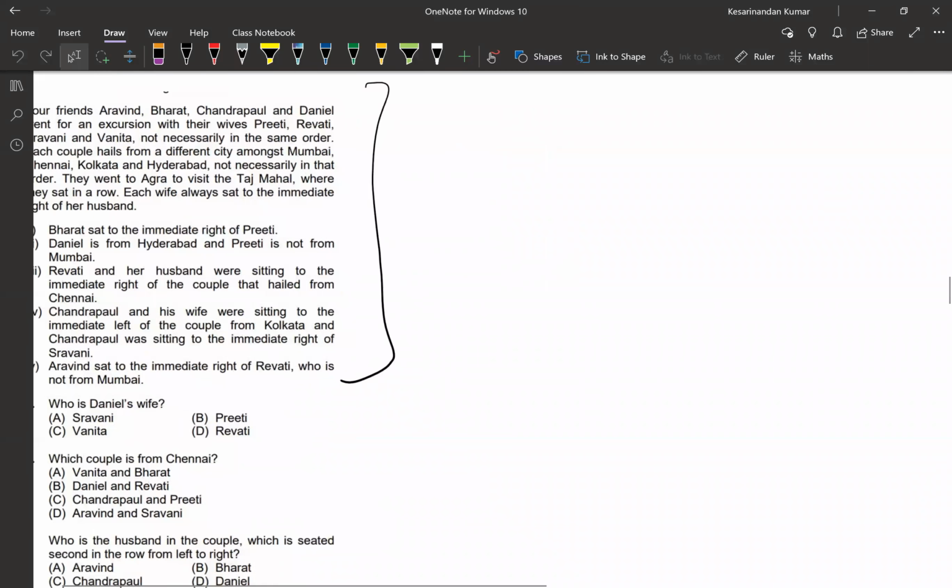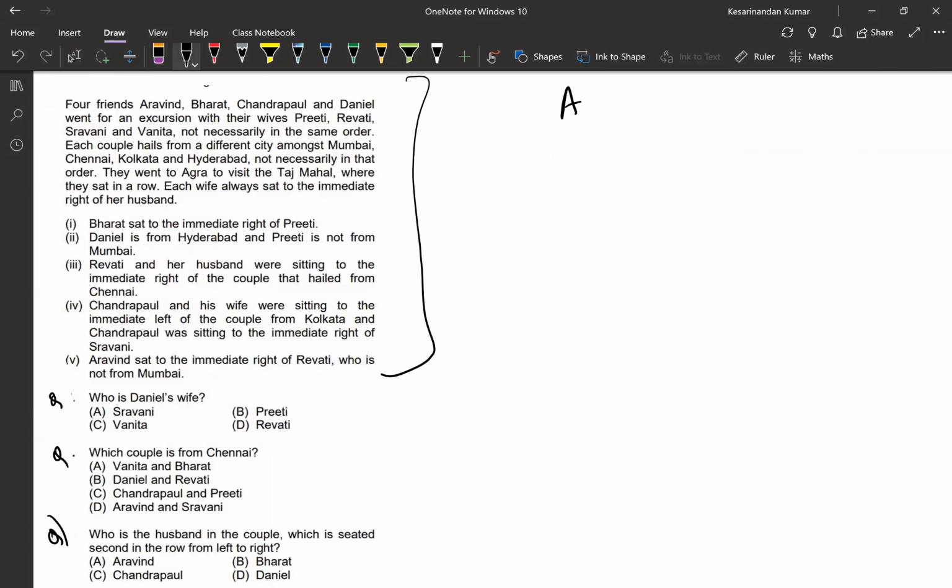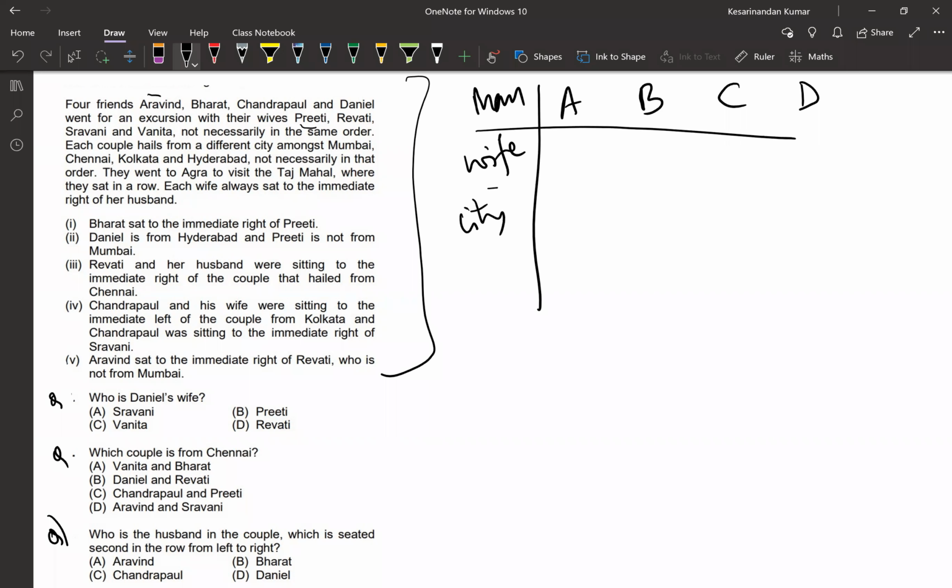So, four friends. We have A, B, C, D, who went on a trip with their wives, Preeti, Revati, Shravani, and Vanita, not necessarily in the same order. So we do not know that Arvind's wife is Preeti. That is not mentioned. Had it been mentioned respectively, that would have clearly said that Arvind's wife is Preeti. So we do not know that part. Each couple hails from a different city. Okay. So we have man, we have wife, we have city. These are the attributes for now. Not necessarily in the same order again.